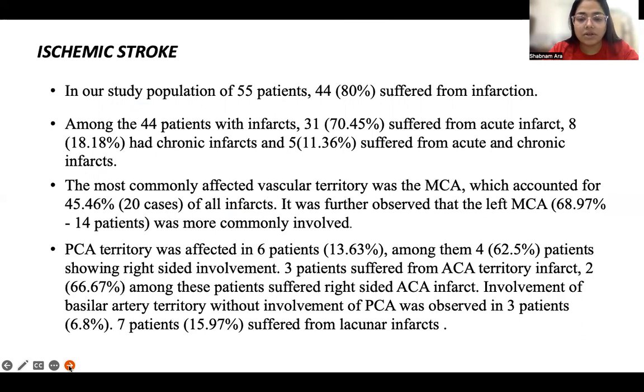The most commonly affected vessel was the MCA, which accounted for 45 to 46% of all cases. In fact, it was further observed that the left MCA was more commonly involved. PCA was also involved in 6 patients.